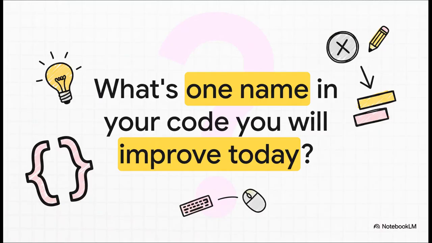So I'm going to leave you with a little challenge. Go look at the code you're working on right now. Find one name, just one, that you can improve today. Take 5 minutes, make that one small change, and start the habit of making your code speak for itself.